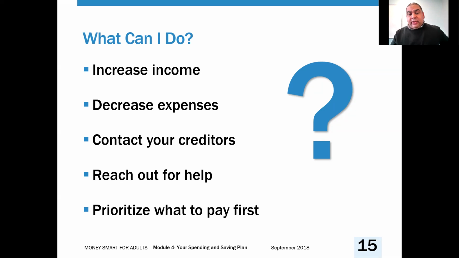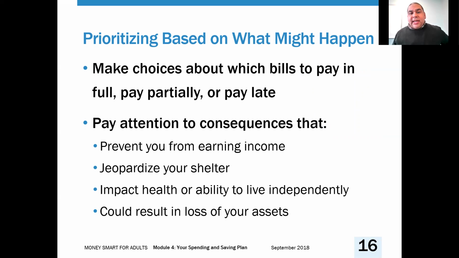You can always follow up with your energy company to see if there are plans or opportunities that they have in place that can assist you. And it's always important to prioritize what to pay first. So you always want to make sure that you have your housing covered, your utilities paid for, so you have electricity, running water. If having a phone and having the internet is vital to your job, you want to make sure that you're budgeting money for that as well. So prioritizing based on what might happen, make choices about which bills to pay in full, which bills you can pay partially, or which bills you can actually pay late.